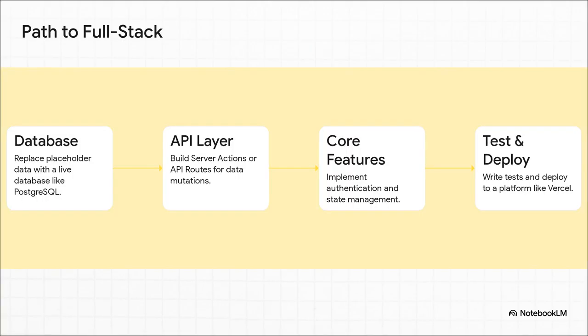And the path forward from here is crystal clear. You'd start by swapping out that placeholder data for a real database, maybe something like Postgres. Then you'd build out your API layer to handle creating and updating things. From there, you add the big stuff like authentication, write your tests, and deploy it. The structure the tutorial gives you is ready for every single one of those steps.